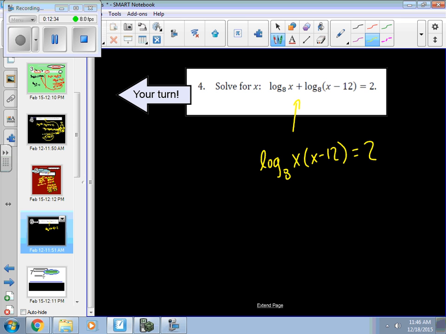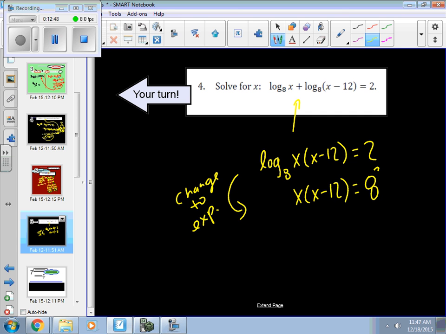Now you have to change forms to exponential form. So what we're taking the log of is going to equal the base number 8 to the power of 2, since 2 is on the right side. Now solve this out. On the left side here, we can distribute. It's going to be minus 12x. And then on the right side, 8 squared is 64. Get it equal to 0. In order to solve this, subtract 64.